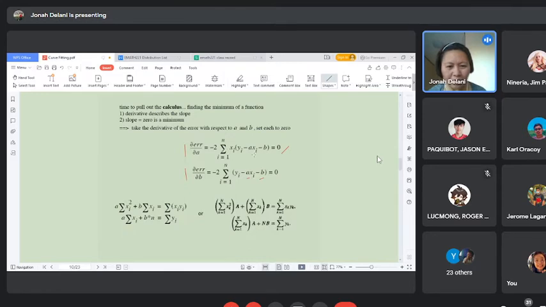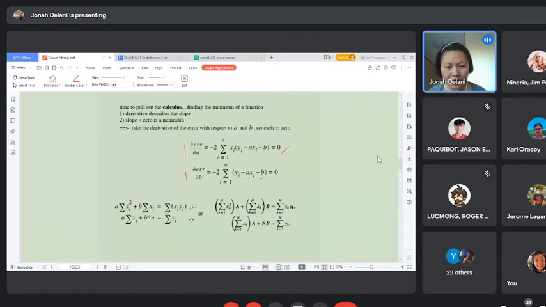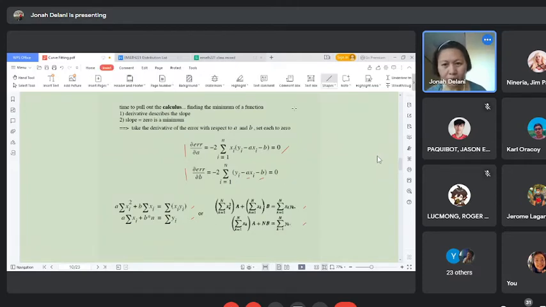If we derive this and equate it to 0, these would be the equations. We should try to look at this.